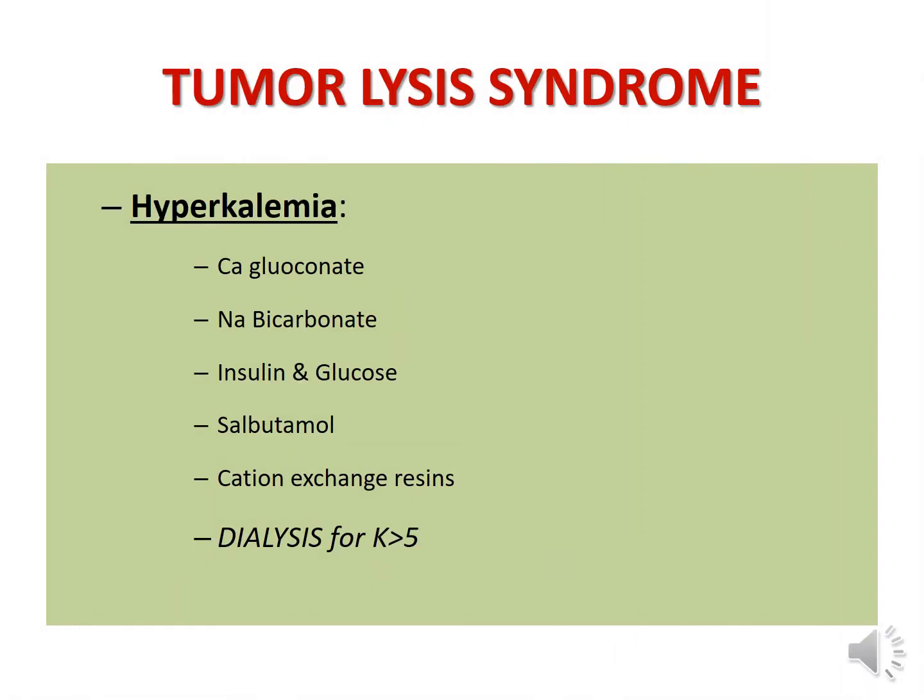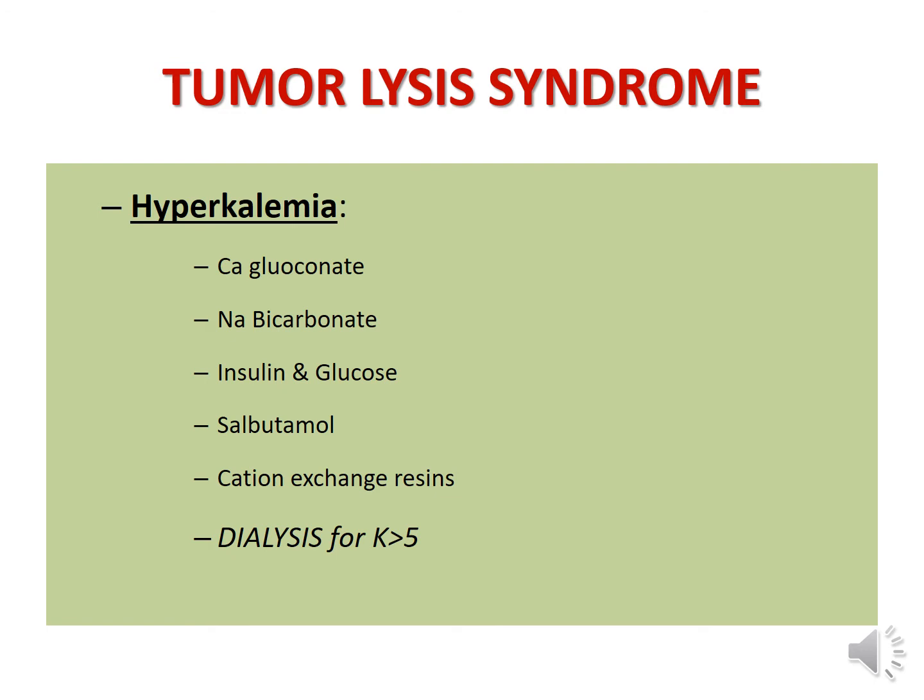For hyperkalemia, we can treat it by giving calcium, because this will counteract the action of potassium on the heart. We can give sodium bicarbonate, insulin with glucose, and salbutamol by inhalation to do what we call intracellular shift of potassium, so it can decrease the level of potassium in the serum.